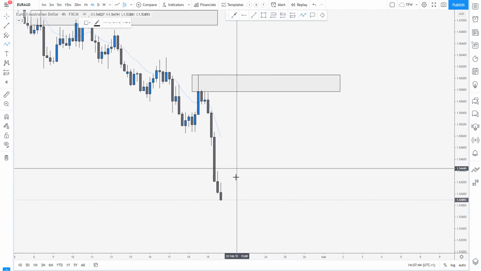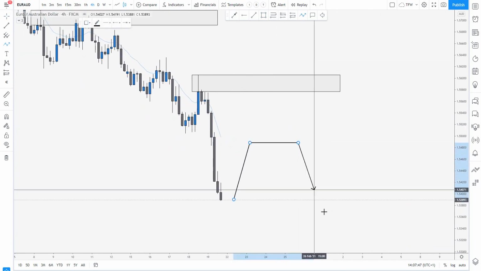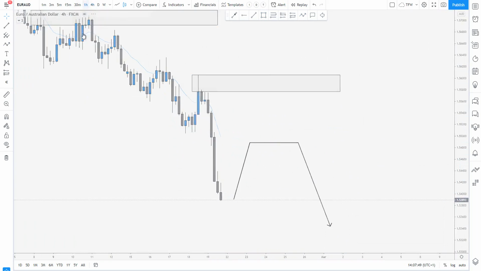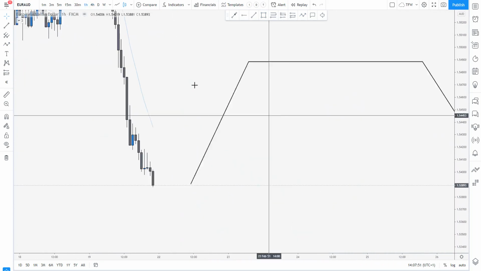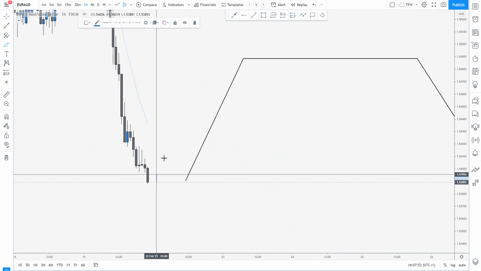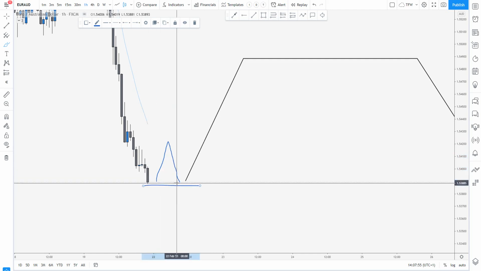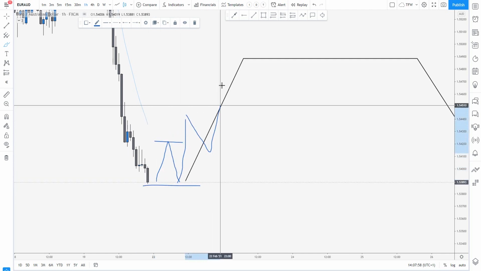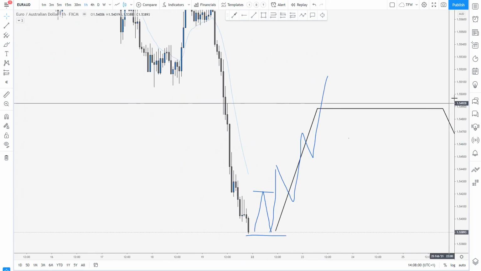Okay, so let's see. For this one, I'm just gonna be looking for a pullback, lower high formation, and then sell. Can I go long on the 1-hourly time frame? Yes, I can. Okay, so if the market starts to push up, pullback, failure to break below. If it breaks this structure, I'm gonna start looking for longs. But I'm not gonna look for big longs.